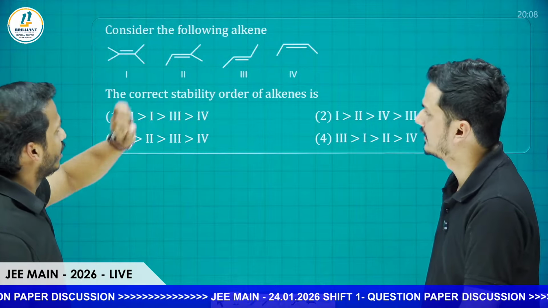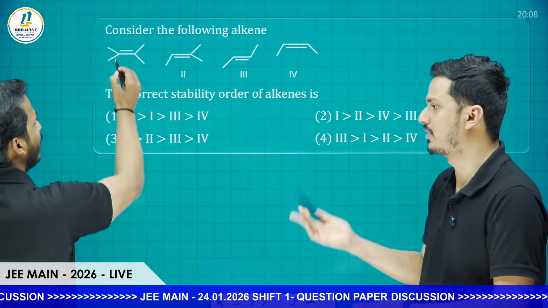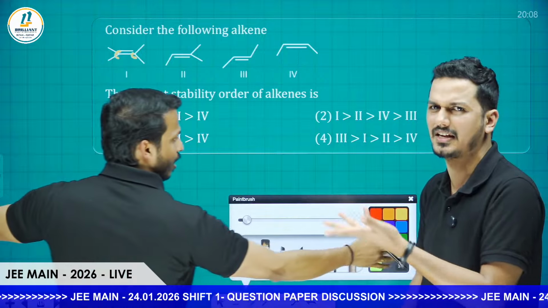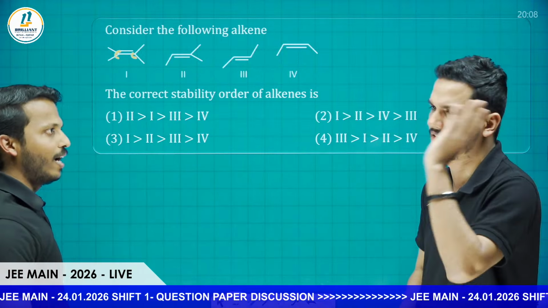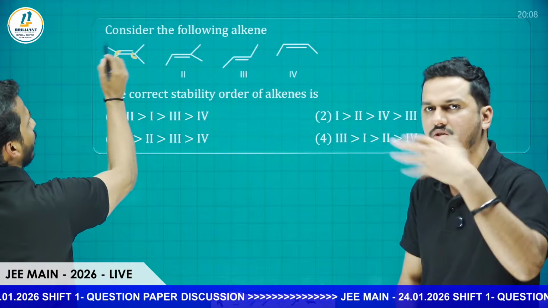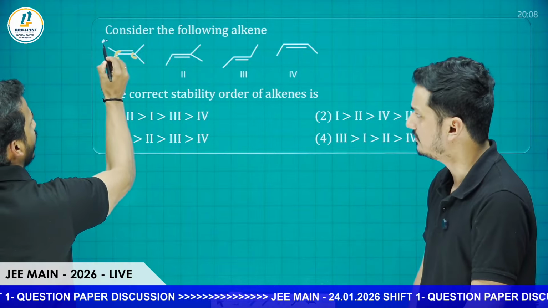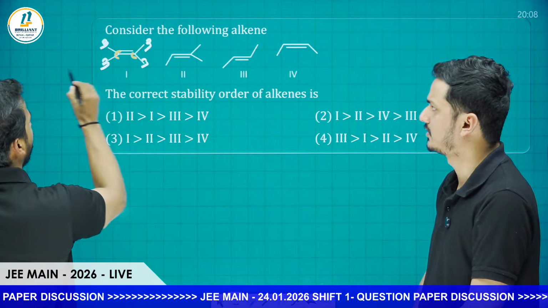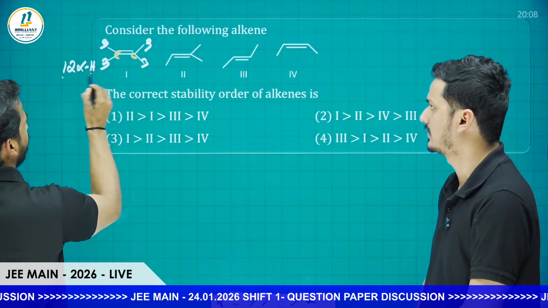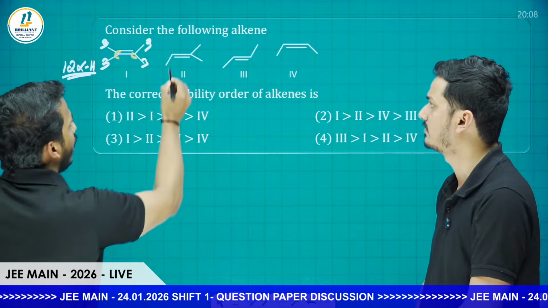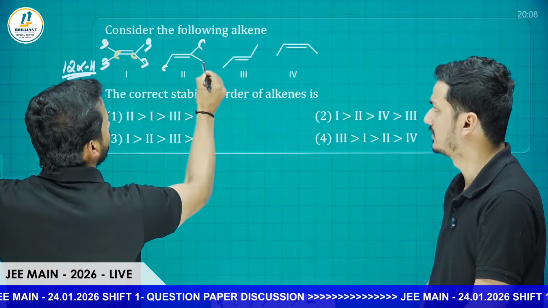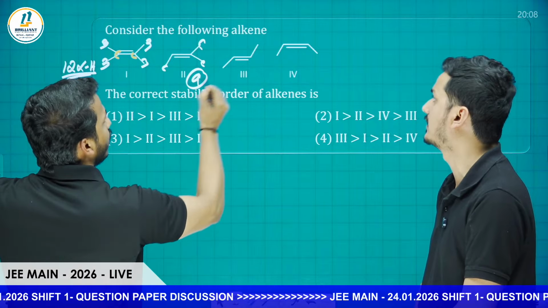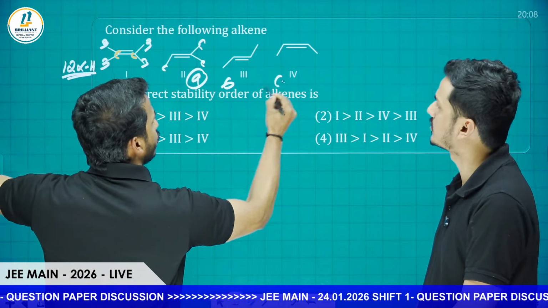Consider the following alkene. That is a regular question we usually check. For an alkene, we count the number of alpha hydrogens. More hyperconjugation means more stability. Here, the methyl groups give 3, 3, 3, 3, total 12 alpha hydrogens, so more hyperconjugation. Here it is 3, 3, 3, total 9 alpha hydrogens. Here 6 alpha, and this one also 6.